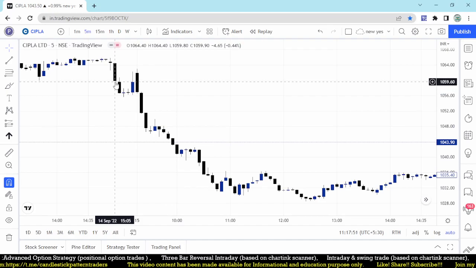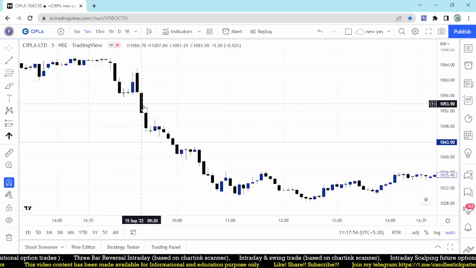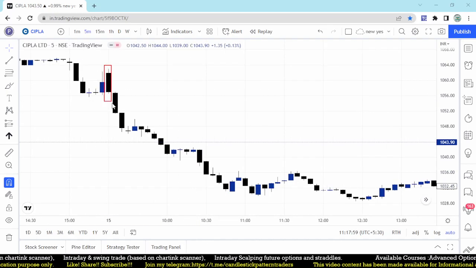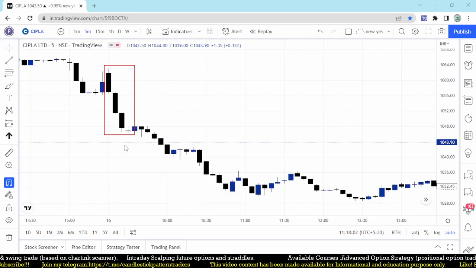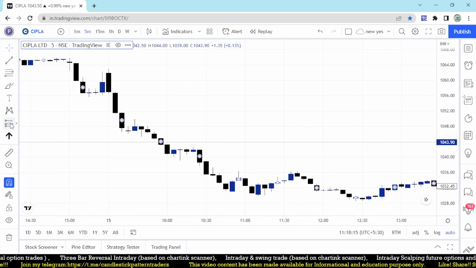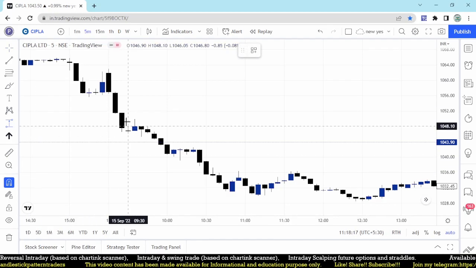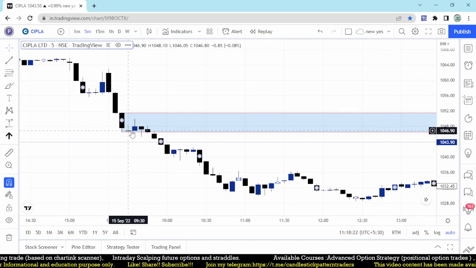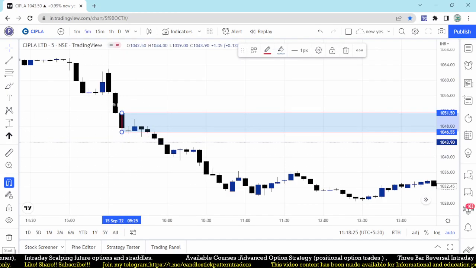Take CIPLA, with 1, 2, 3 consecutive red candles, or lower low candles. This is happening on the 15th on CIPLA, with 3 consecutive red candles, where I am going to take entry based on the scalping method. I am focusing my entry point somewhere here. My entry point for the trade is 1046, and 1051 is my stop loss.